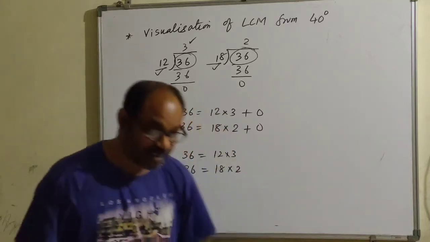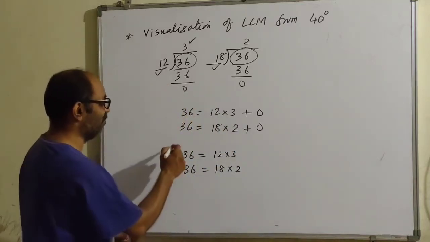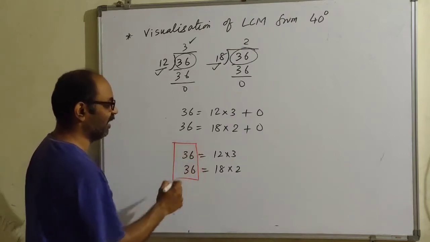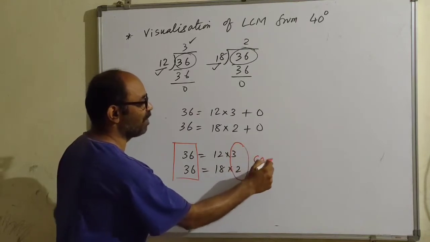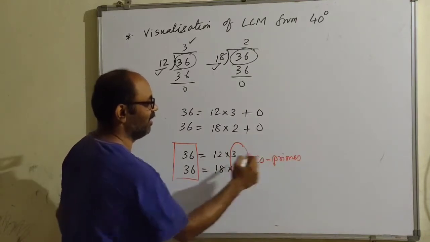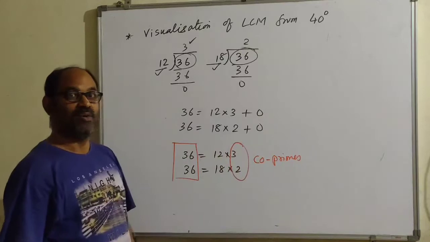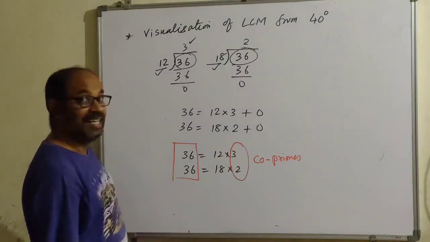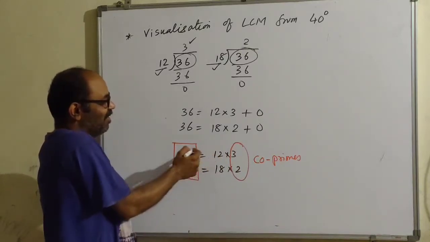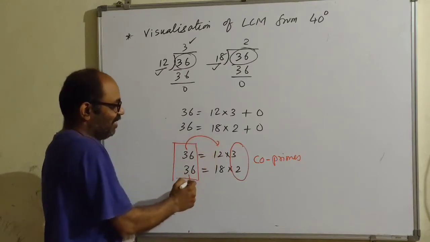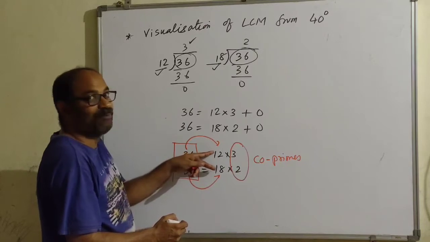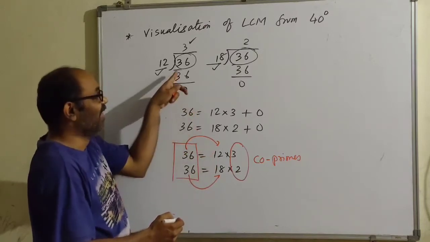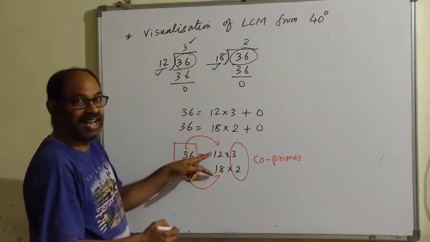Children, look here, something is same. And what is that? 36. And these two are co-primes. The GCD, HCF of 2 and 3 is 1. So they are co-primes. In this situation, look, 36 is LCM of 12 and 18. Isn't it?